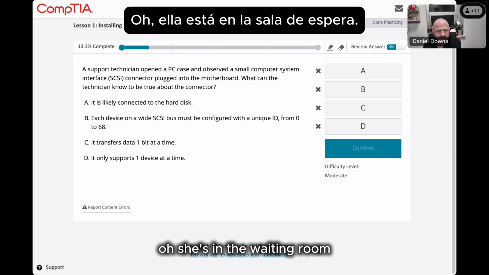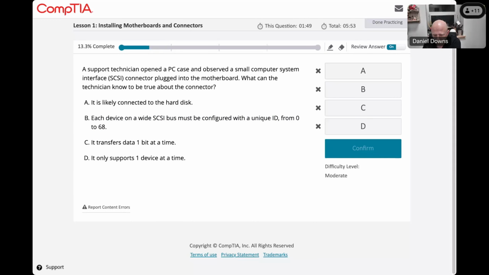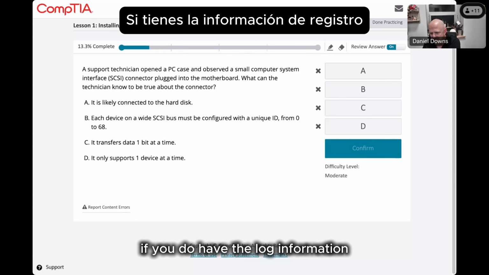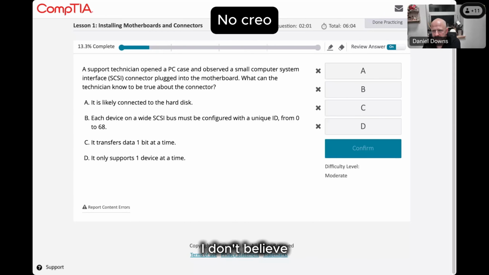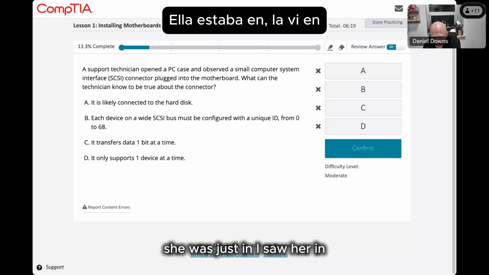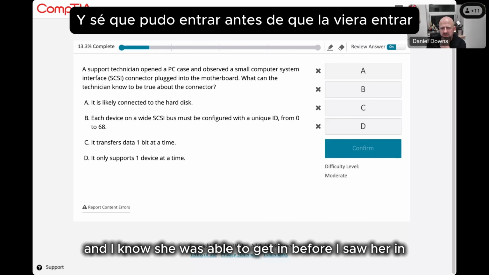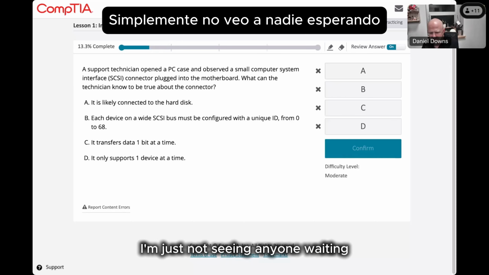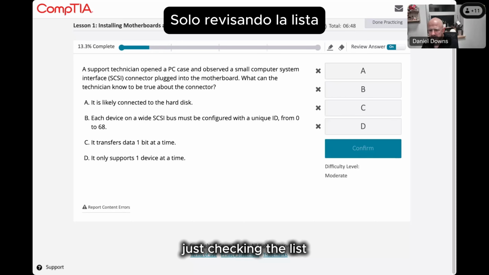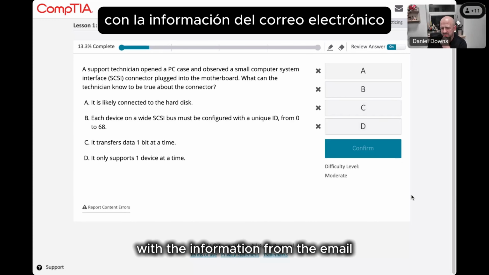Oh, choosing the waiting room. Let me help her in. Let me see the waiting room. Because the meeting's open, if you do have the log information, you don't need to wait in the waiting room. I don't believe... give me one second. She was just in. I saw her in. Have her try to enter again because I'm not seeing my waiting room. And I know she was able to get in before. I saw her in, so I know she did make it in originally. I'm just not seeing anyone waiting, just checking the list. Just let her in if you can. She should be able to access with the information from the email.